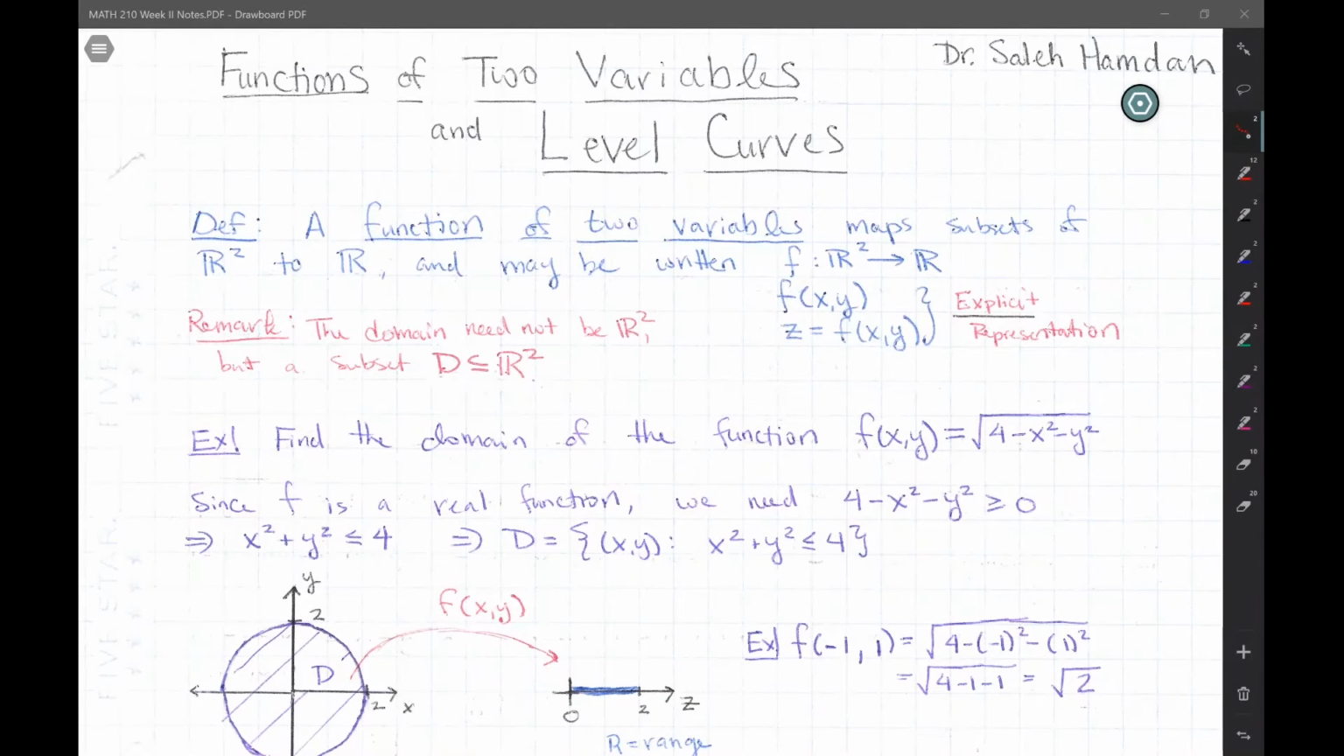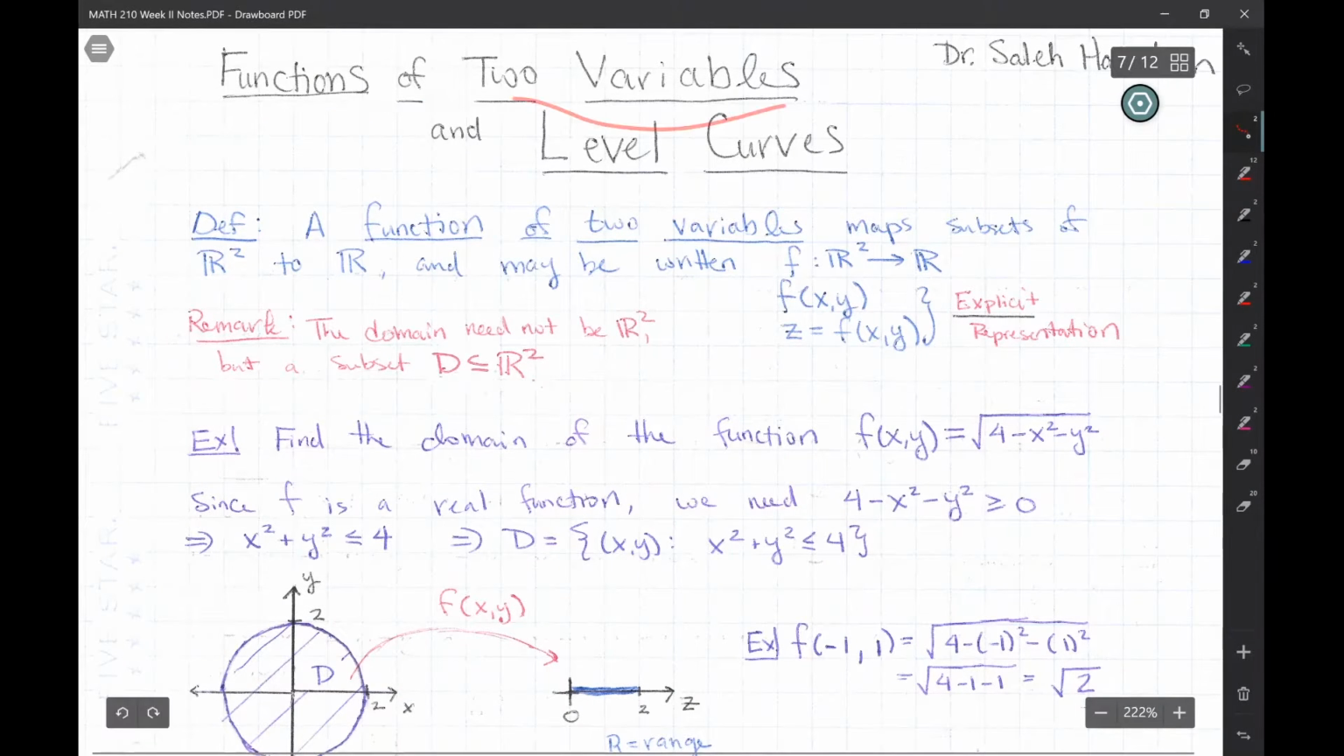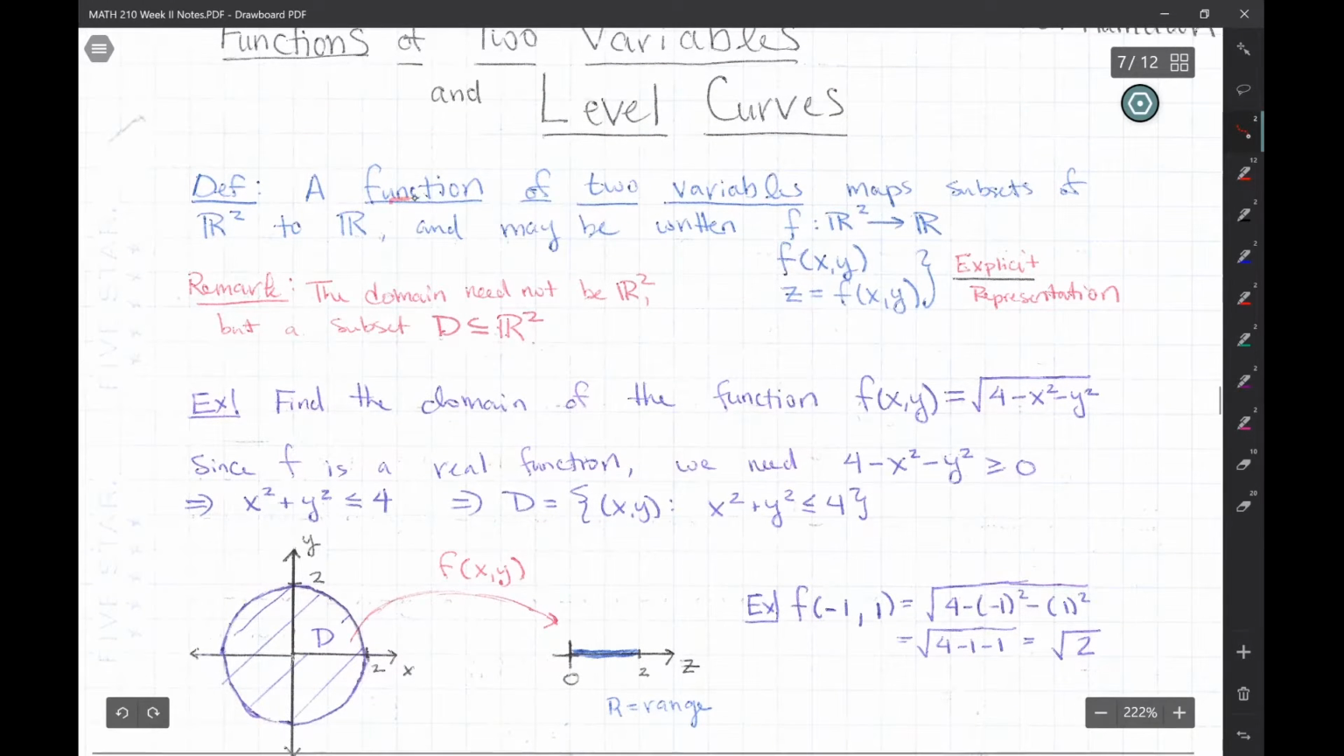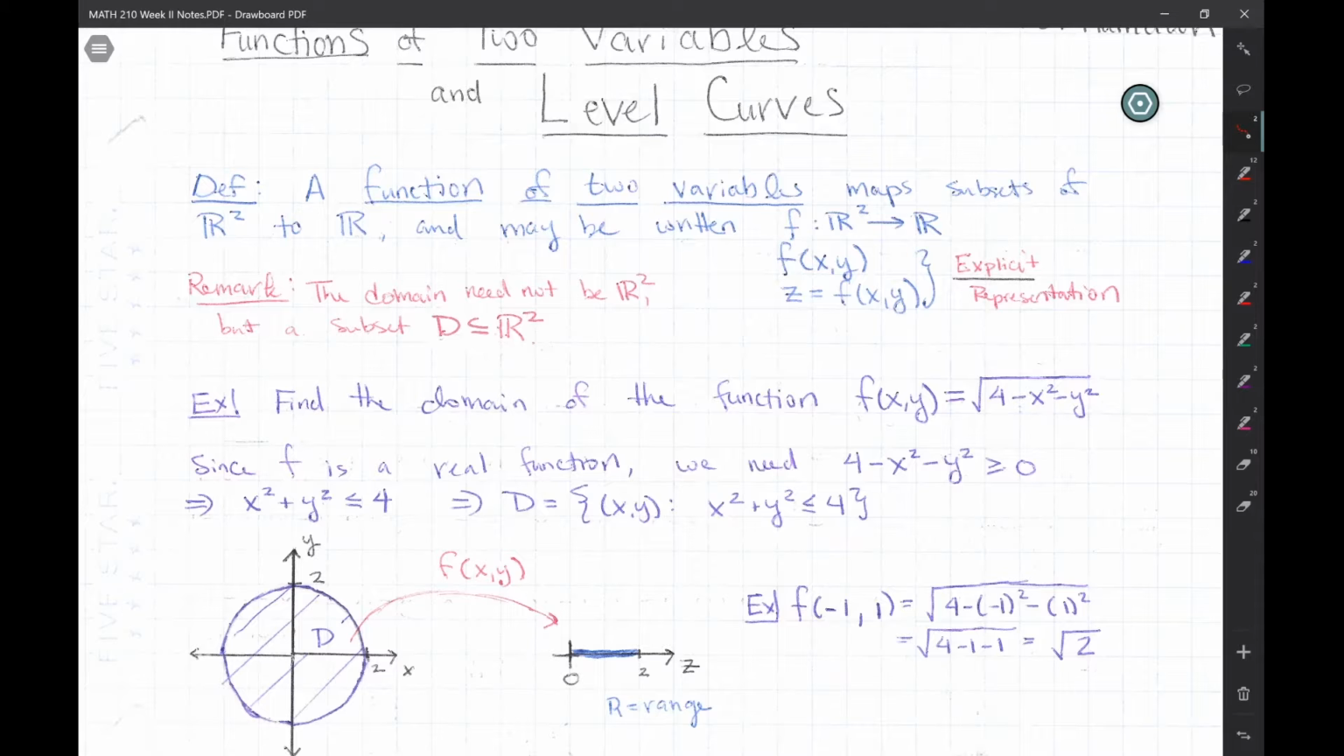So let's take a look now at functions of two variables and the level curves that we could get from these functions of two variables. So what is a function of two variables? It's basically a function where you have to give it two numbers in order to get a third number, which is the product of that function.